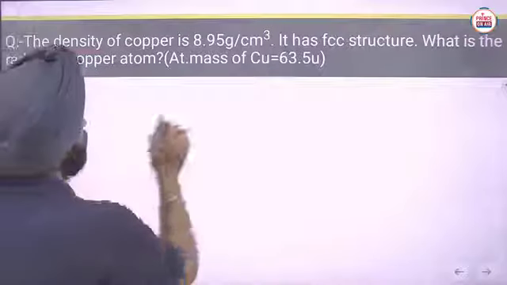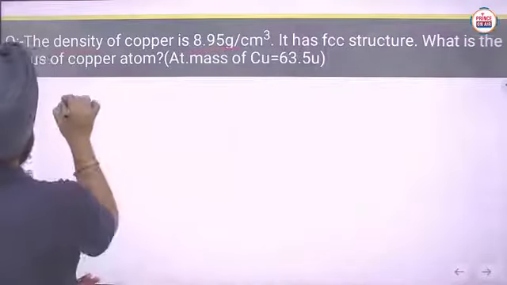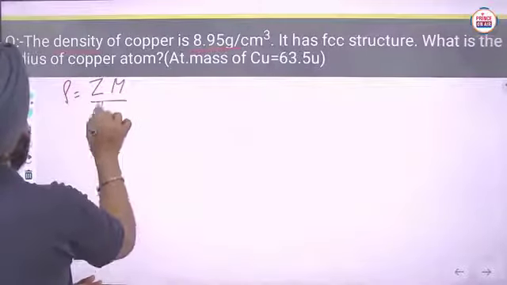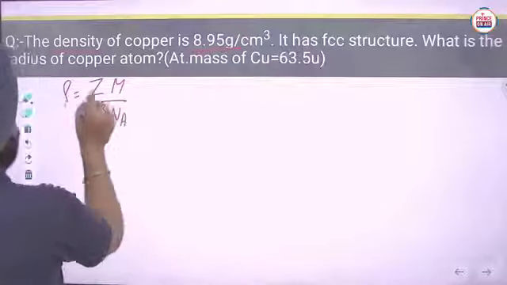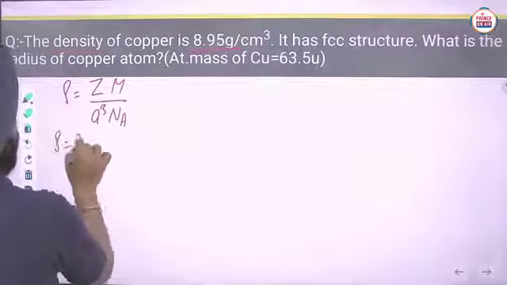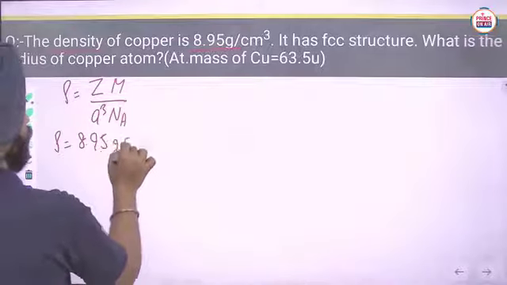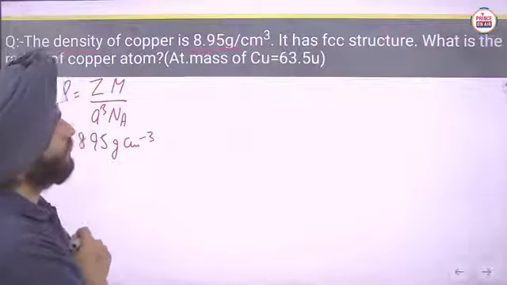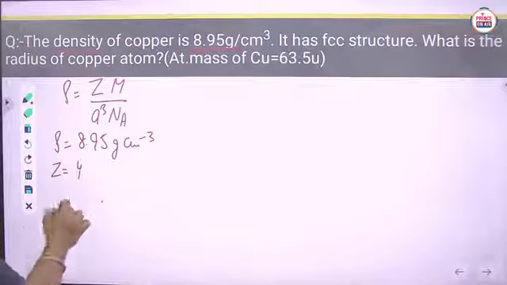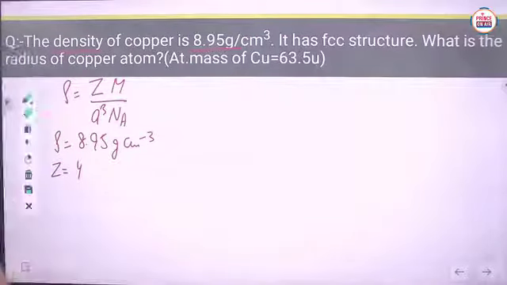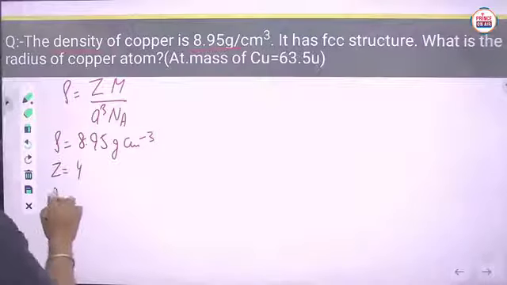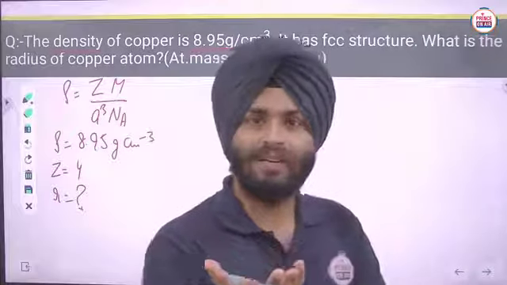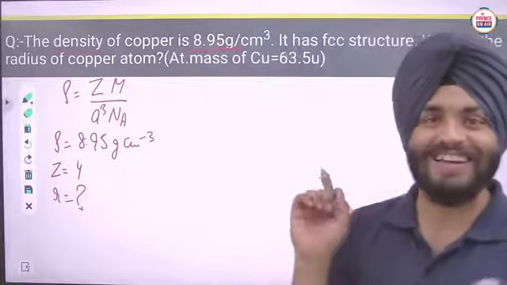The density of copper is given to you. So for the density formula, firstly you can write Zm upon a cube Na. Here the density is given as 8.95 gram per cubic centimeter. Then it has an FCC structure. FCC means Z will be 4. What is the radius of the copper atom? Now R we have to calculate. How can we calculate R? What type of question are they asking here?